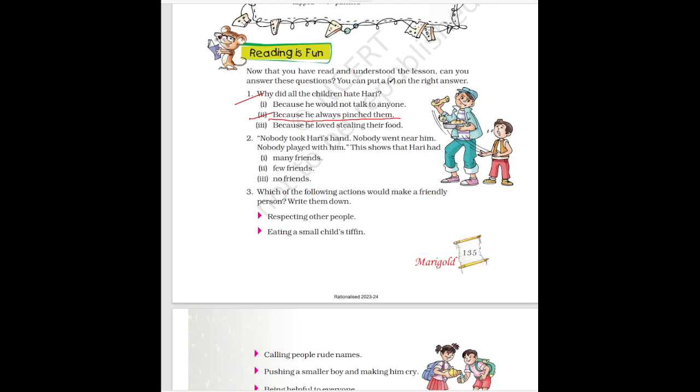Then next one is, nobody took Hari's hand. Nobody went near him. Nobody played with him. This shows that Hari had many friends, few friends, or no friends. This shows that Hari had no friends.